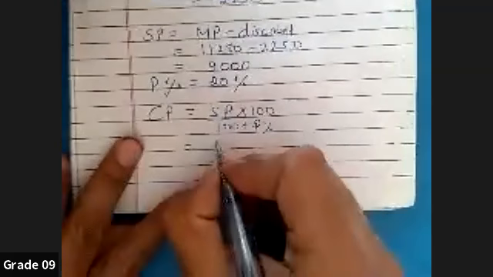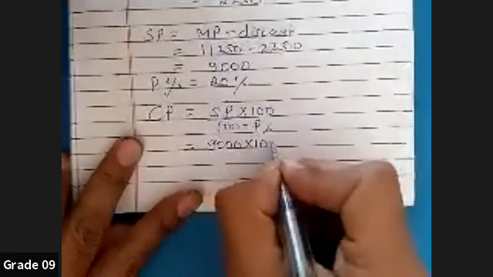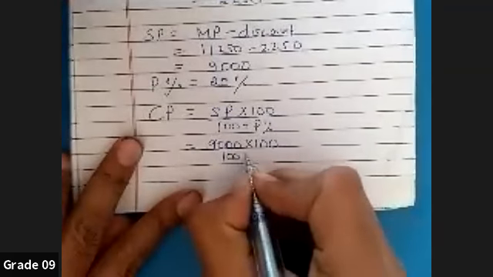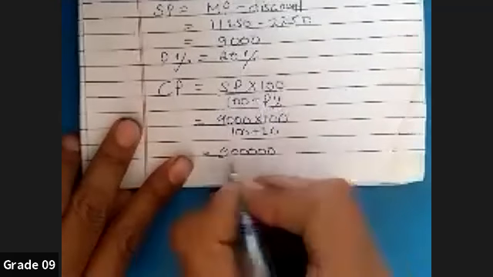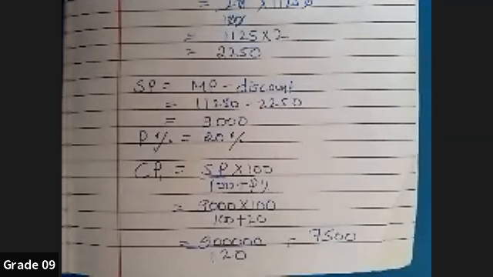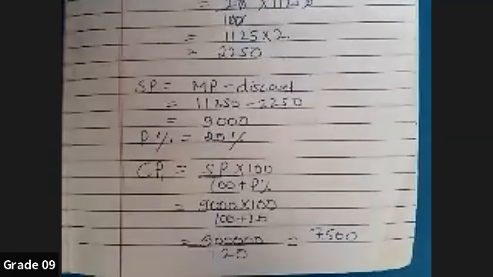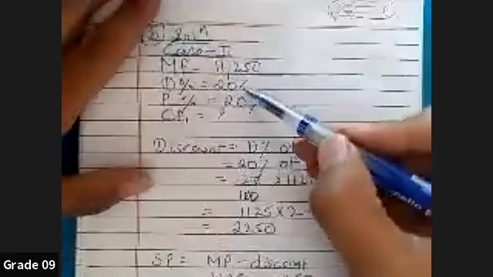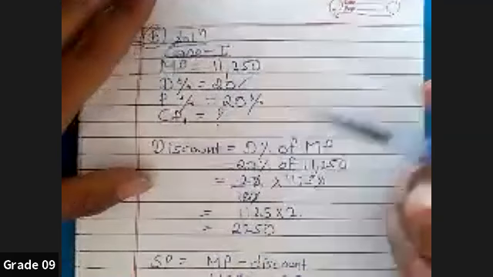SP is 9,000 into 100 divided by 100 plus 20. So 9 lakhs divided by 120. Okay, 9 lakhs divided by 120 is 7,500. So cost price has been obtained. But the question is asking us, because this shopkeeper does not want to give this much heavy discount. He wants to reduce some discount. So that we are going to find.